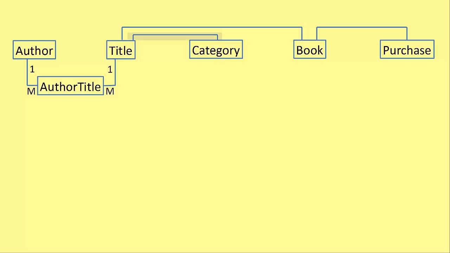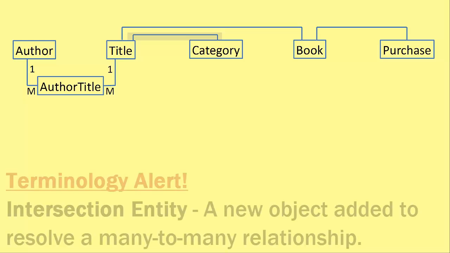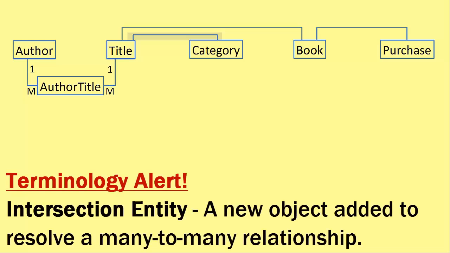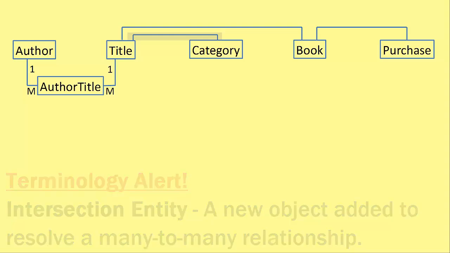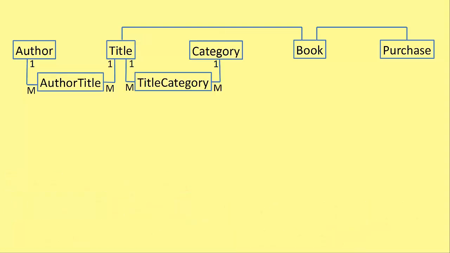Let's try another example. Let's look at title and category. One title could have many categories. So the book could be science fiction and humorous. It would have 2 categories. One category, though, can apply to many titles. There can be lots of titles that are humorous, lots of titles that are science fiction. So again, we need one of these intersection entities, as they're called. It's a flash term, and all it means is we need to put a new object in between these two. So we do this. We have a new object called title category.